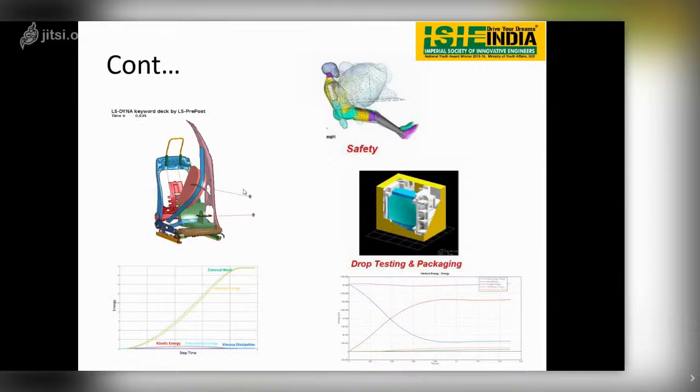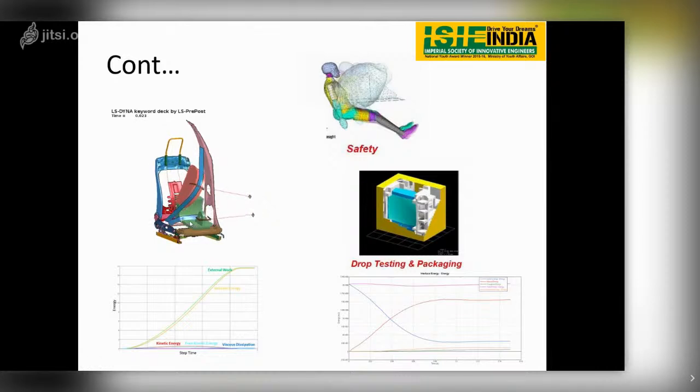13,500 Newton, applied over 280 milliseconds or 0.28 seconds. After applying the load, what are the changes occurring? How is the seat behaving, which components in the seat are failing, and which components in the D-ring, retractor, and floor anchorage are failing, that we can see in this simulation.